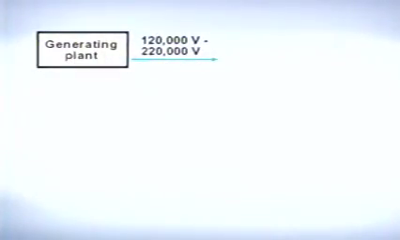Alternating current is generated at a power plant and is then distributed to the end users. In this segment, we'll examine different types of voltage systems and how this power reaches those who rely on it. The voltage generated at a power plant is often in the range of 120,000 to 220,000 volts.